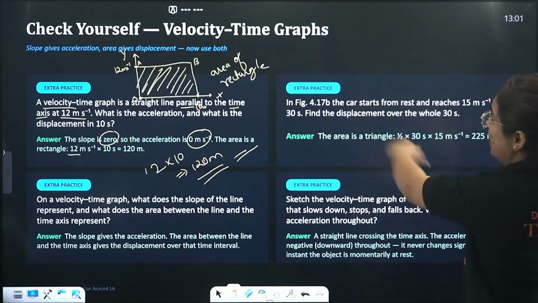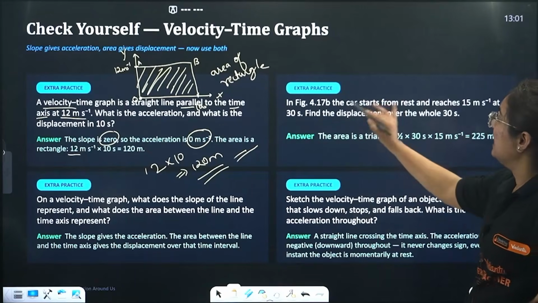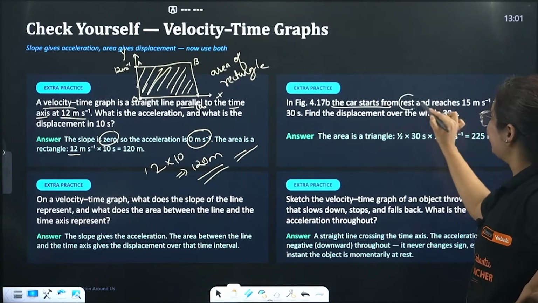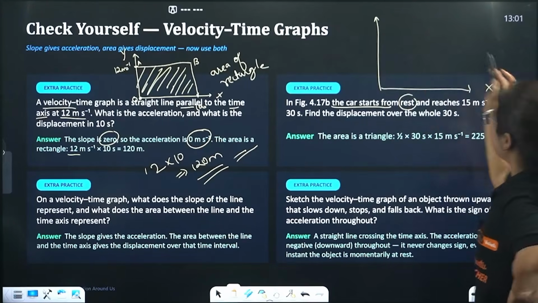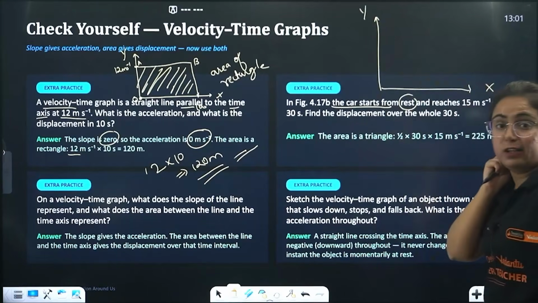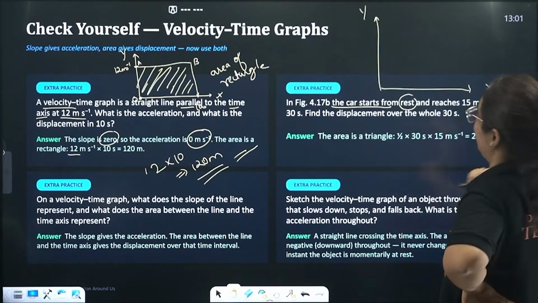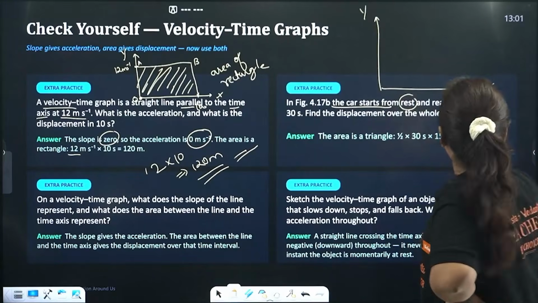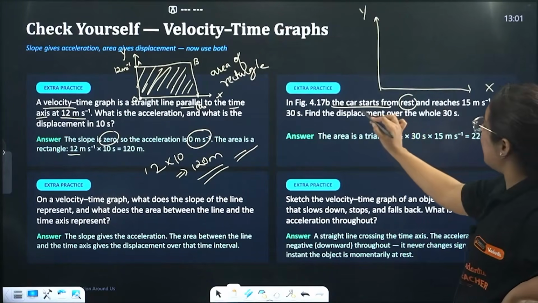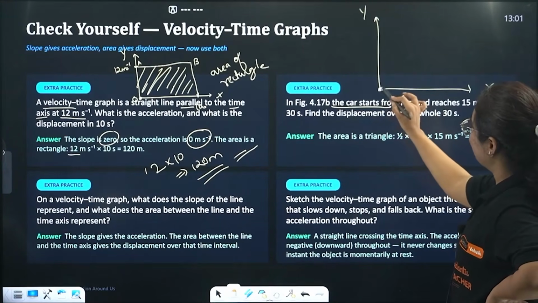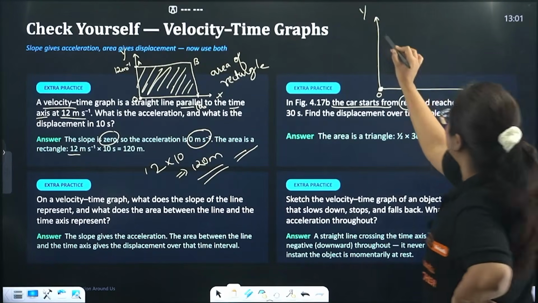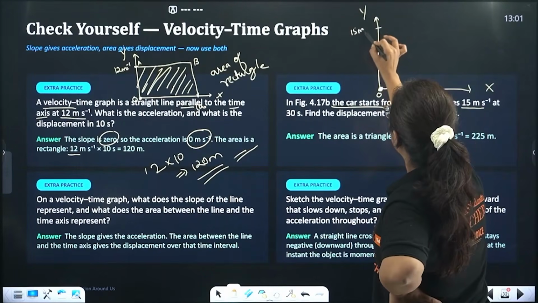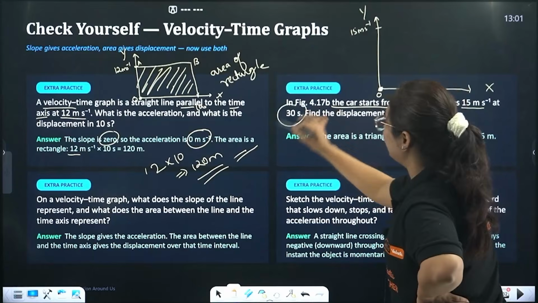The next question, an extra question for practice. A car starts from rest. Let us see this graph, x-axis, y-axis, because we are doing questions of the velocity time graph. This will be velocity, this will be your time. The car starts from rest, rest is 0, and reaches 15 meter per second after 30 seconds.